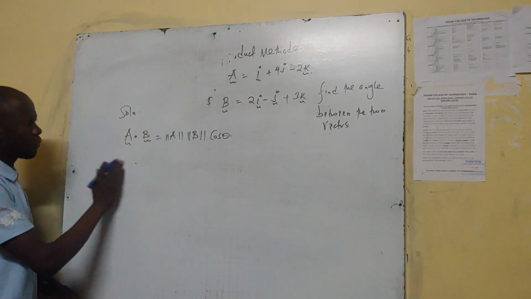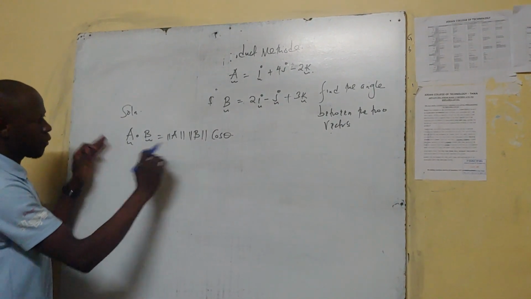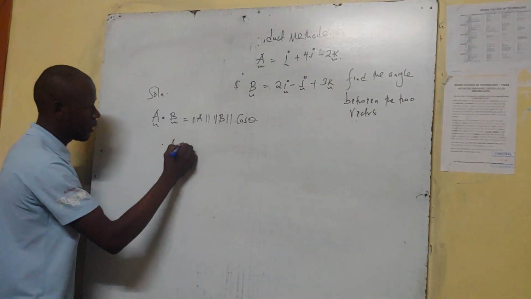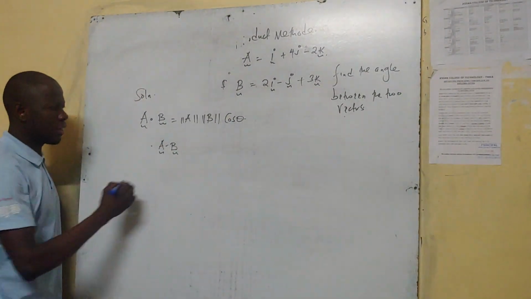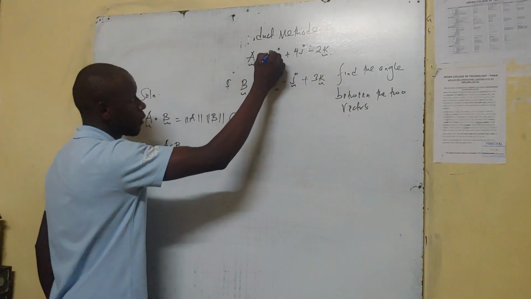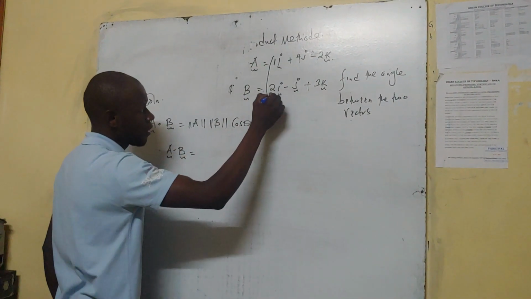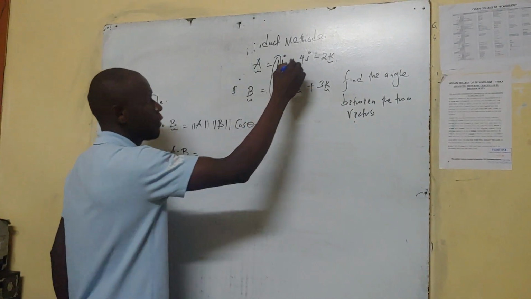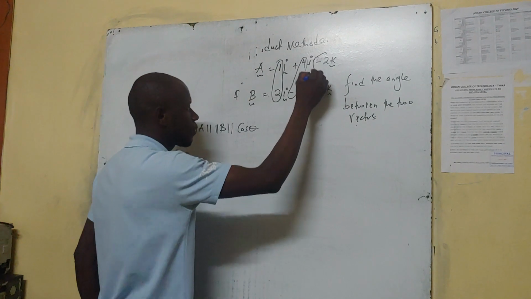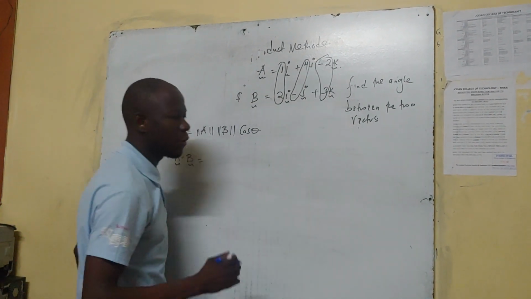The first thing we need to find is to solve anything in this formula that can be found. You must find it first. So A dot B can be obtained, and as we said, for us to get A dot B, we take the components along i and multiply them together, then the components along j and multiply together again, then the components along k, and then we add all of them.